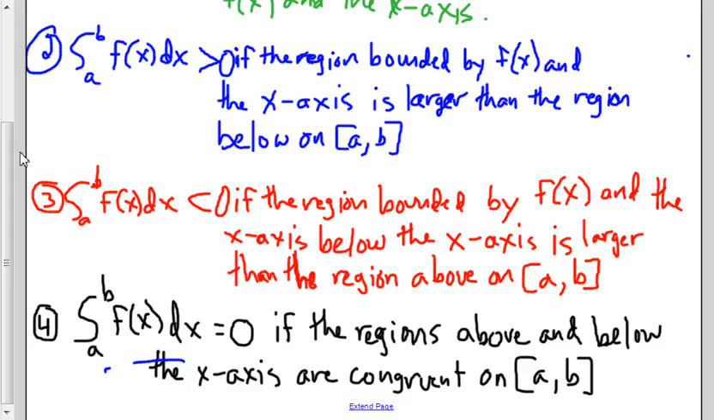Okay, so those are, oh, I skipped one. Did we skip? Oh, it was from the previous 5 examples. So those are the 4 things we could conclude. Okay, I should probably add this. I think I left that out. So it's greater than 0 if the region bounded by the function and the x-axis above the x-axis is larger than the region below. Okay, and this is the x-axis below the x-axis is larger than the region above. Okay, that's it for part 2.